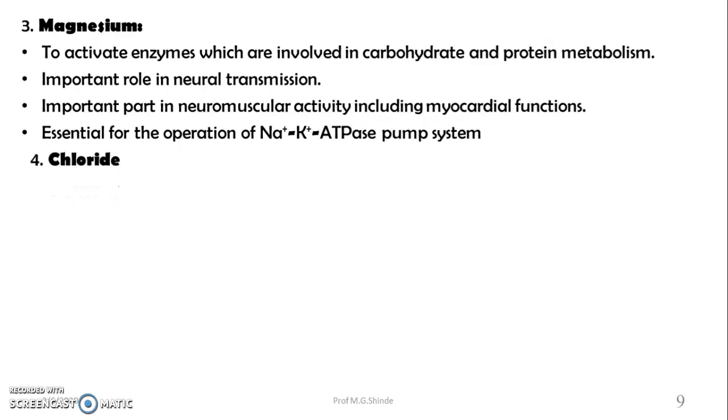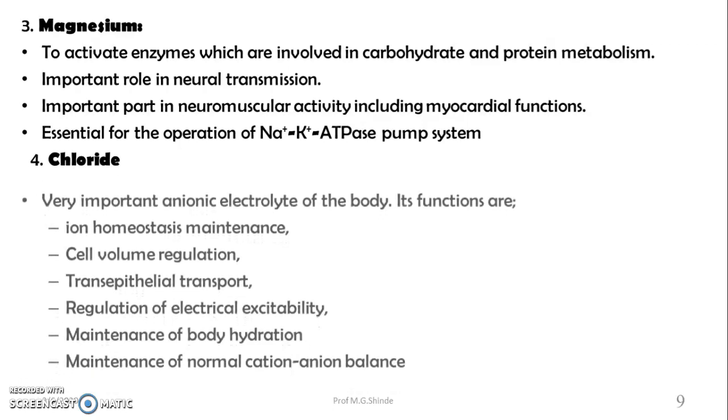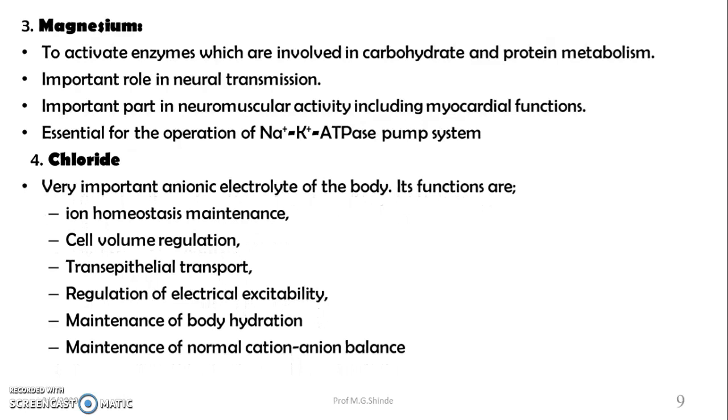Fourth, chloride. Chloride is a very important anionic electrolyte of the body. Its functions are mainly ion homeostasis maintenance, cell volume regulation, transepithelial transport, regulation of electrical excitability, maintenance of body hydration, maintenance of normal cation-anion balance.